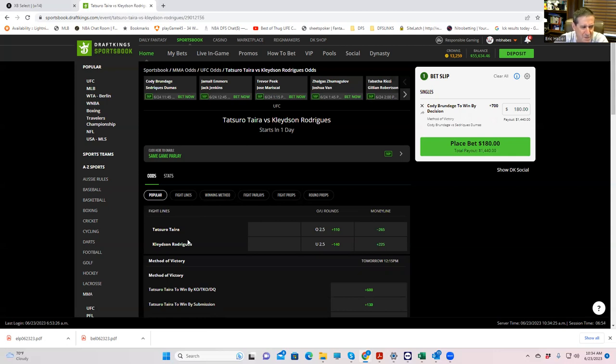The props that people are on are either Rodriguez kind of early or Taira by submission. So the only thing you can really do here is play Taira by knockout, because I think that is definitely an overlooked piece to this.